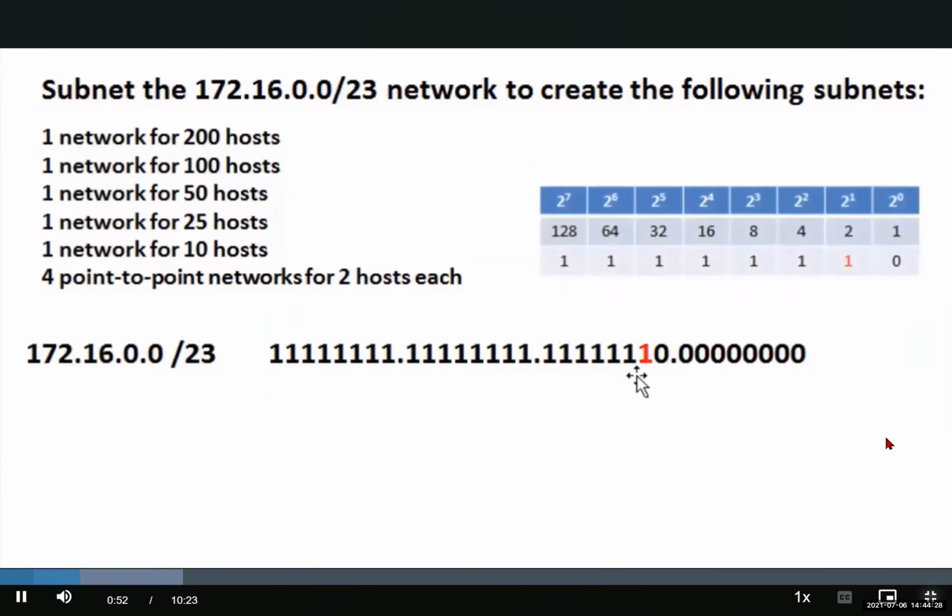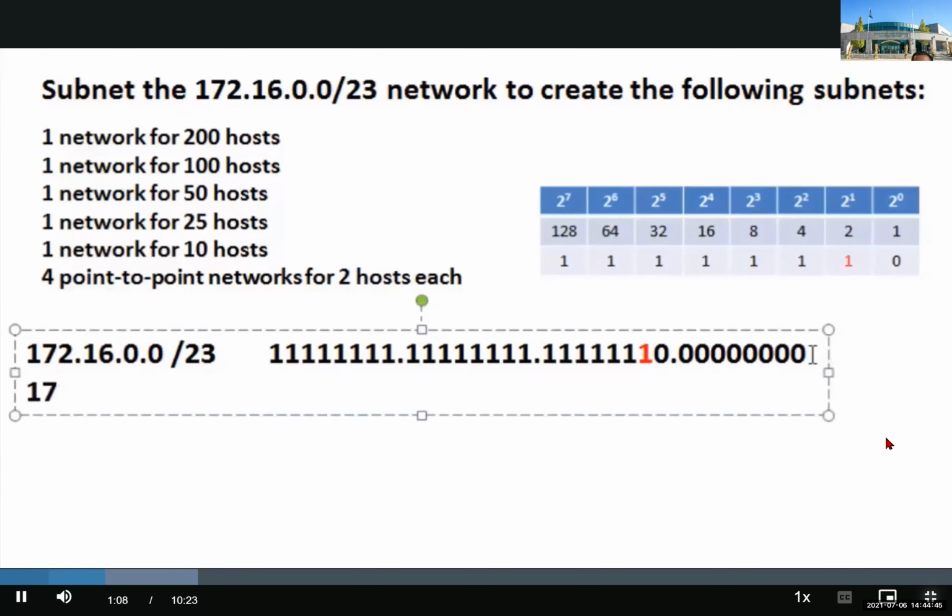The last bit is in the 2's place. If we look at this 8-bit grouping in the 3rd octet, we see that the last one is in the 2's place. That means the subnets would go up by 2. So the next subnet will be 172.16.2.0/23. Okay, so we see for this one, the magic number here is 2, and it's in the 3rd octet, right?